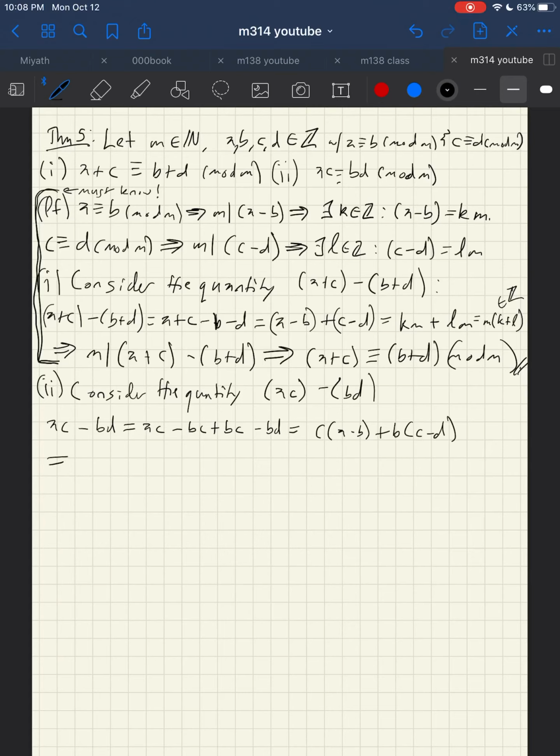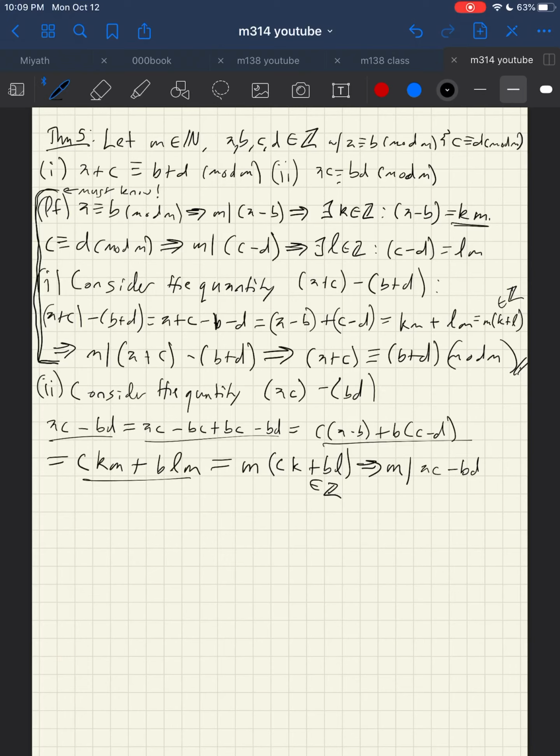And this now is equal to what? C times, well, A minus B was km, plus B times, well, C minus D is Lm. And with this put all together, I can factor out an M, and I have CK plus BL. All right? And as before, surprise, surprise, this is an integer, which means M divides the quantity AC minus BD.